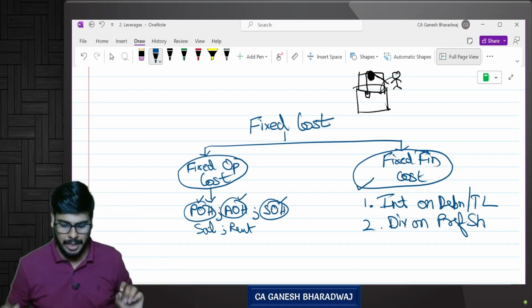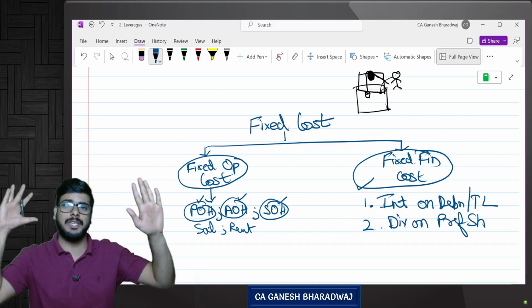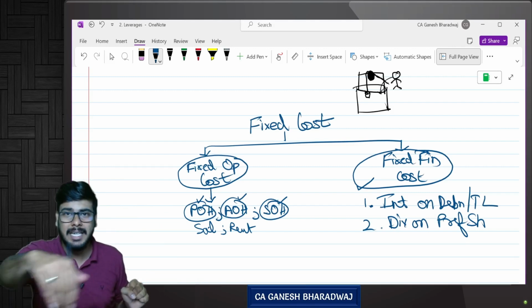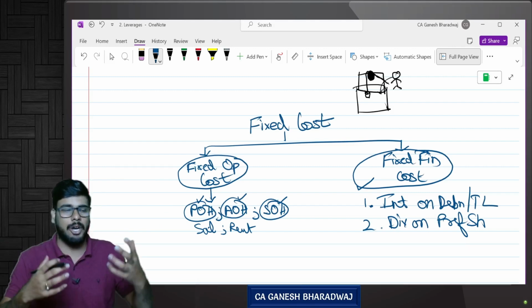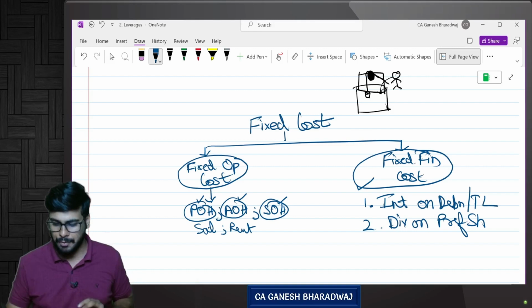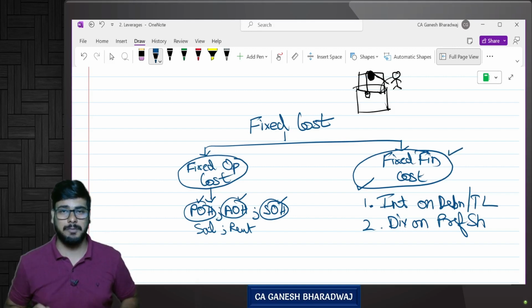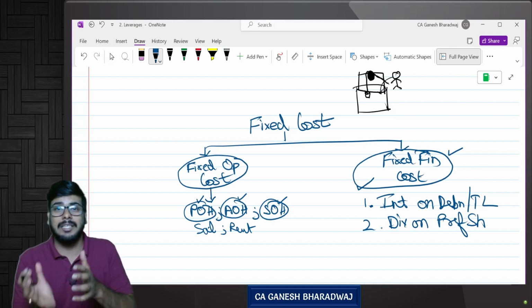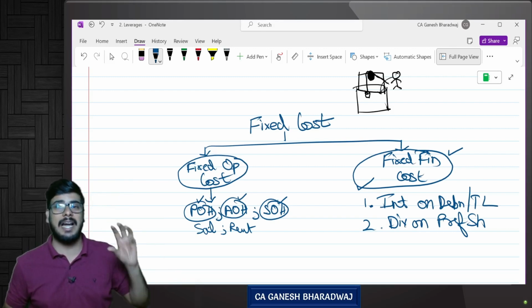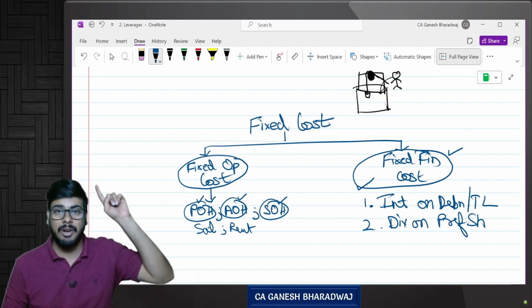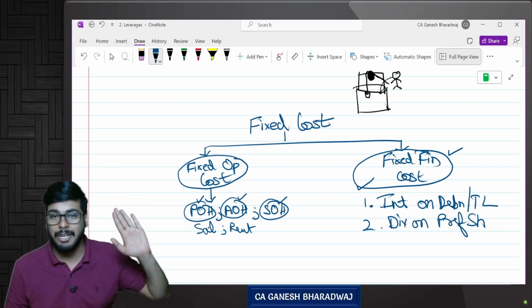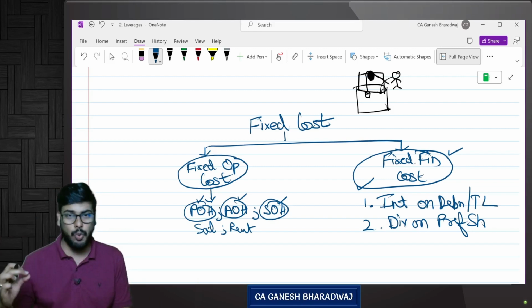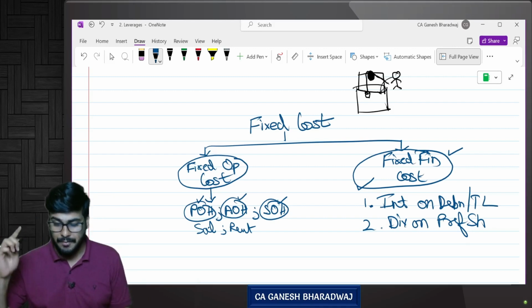So fixed cost can be broadly classified into fixed operating cost and fixed financial cost. Fixed operating cost means any fixed cost that is incurred for your operations, broadly your production overheads, admin overheads and selling overheads. And fixed financial cost means the fixed cost associated with your fundraising activity, source of finance, broadly your interest on debentures and term loan and your dividend on preference shares. Are you clear with this? Yes. These two are the fixed financial cost.